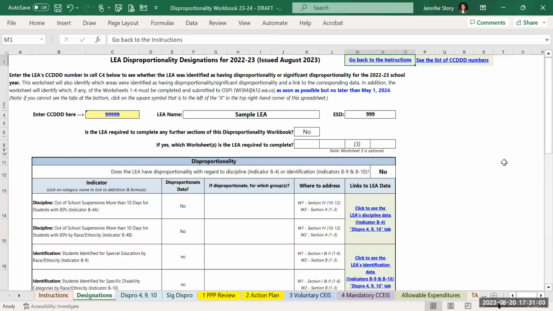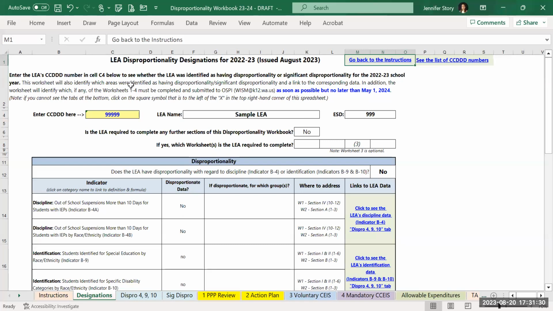The very first main worksheet is actually the most important worksheet in the workbook, and that is the Designations tab. The reason it's important is that it will tell you if you have disproportionality or significant disproportionality, and will tell you how to find your data. It'll tell you where in the workbook you need to address that particular area of disproportionality.